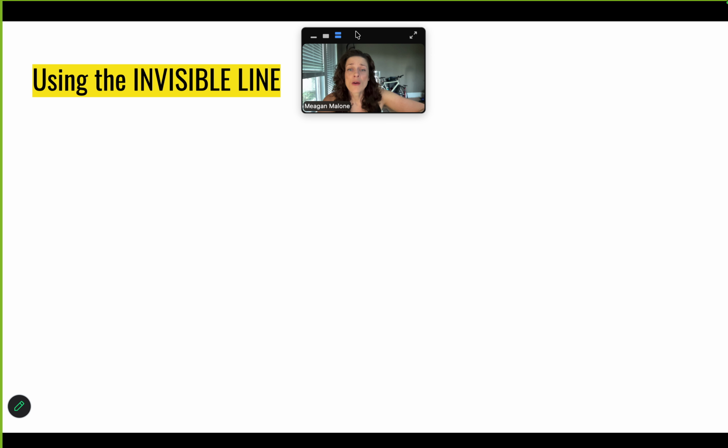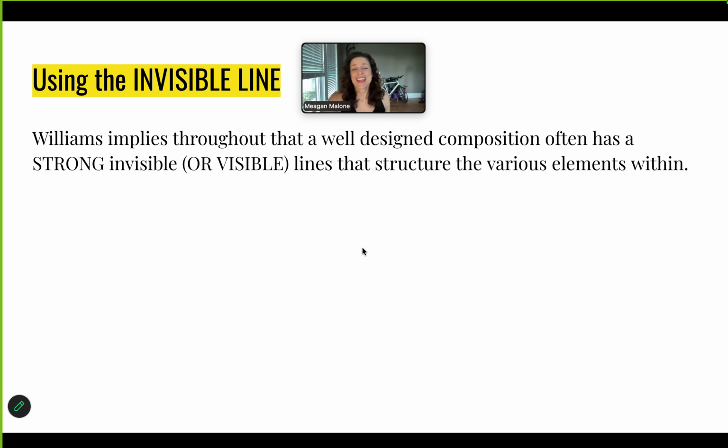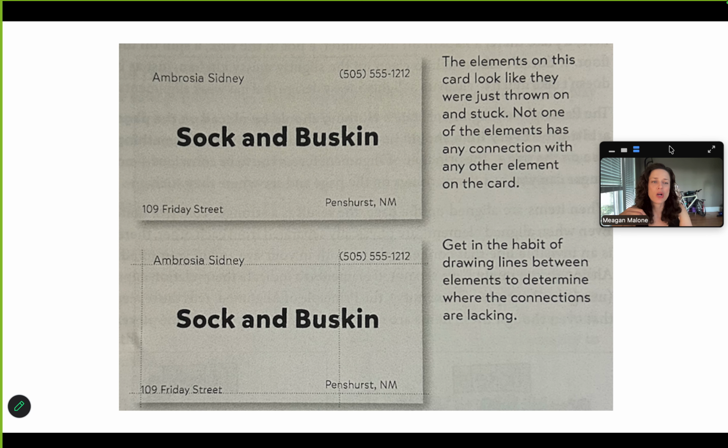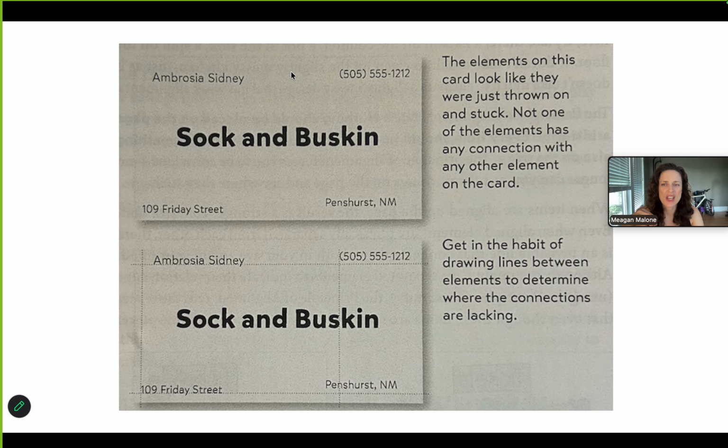So what Robin Williams wants us to use is she wants us to see that a well-designed composition often has a strong set of invisible, or sometimes you can actually draw them out, lines that connect various objects so that the brain and the eye can quickly see that they are related and that they go together. So she gives us an example of this business card, and she says, okay, what is the problem with this business card? It looks like it was just kind of thrown in there.